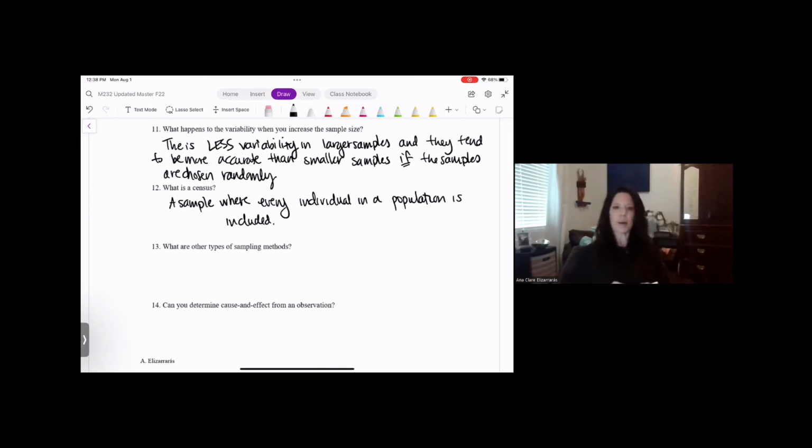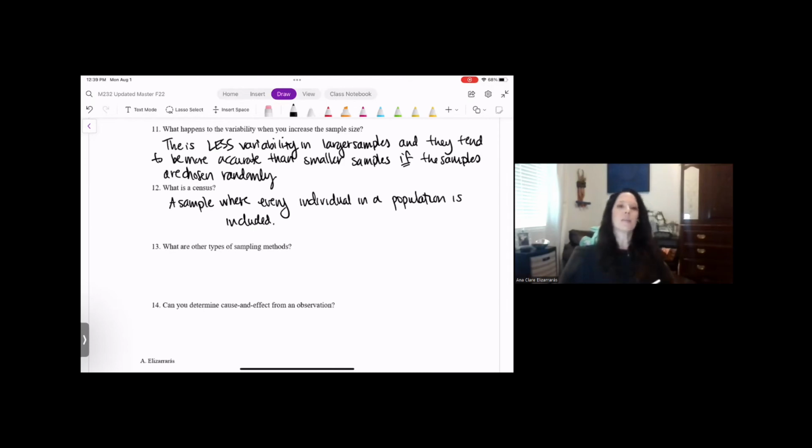OLI does not talk about other types of sampling methods. They talk about simple random sampling, that's about it. But there are other types of sampling methods. There's stratified sampling, there is cluster sampling, there's multi-stage sampling, there's systematic sampling.